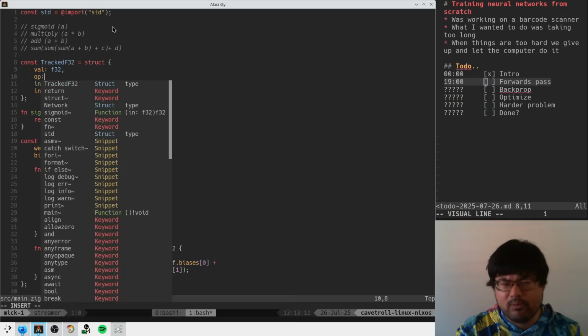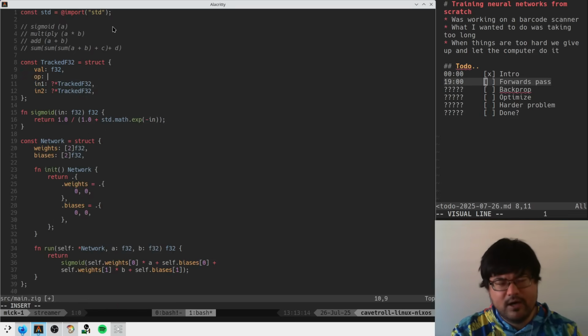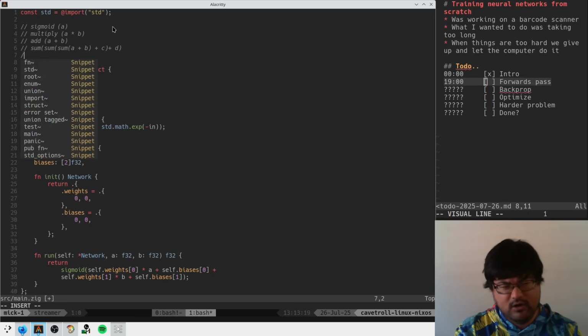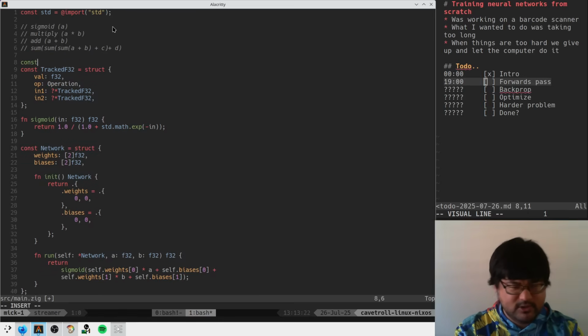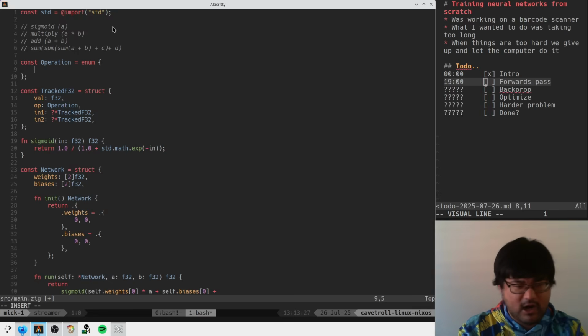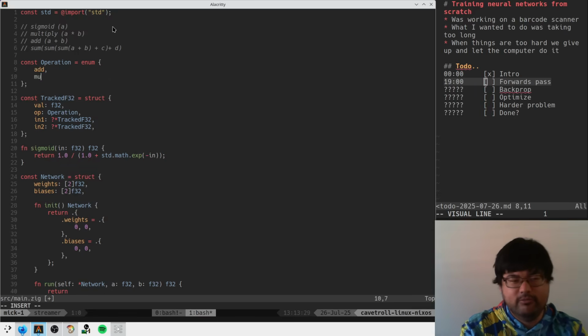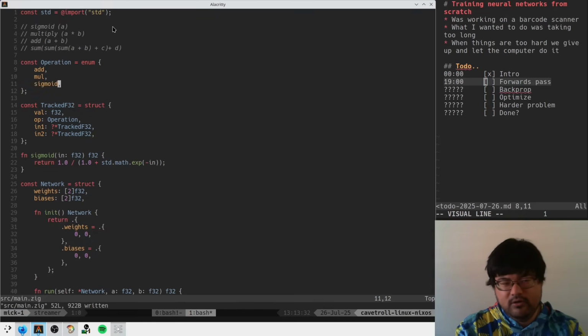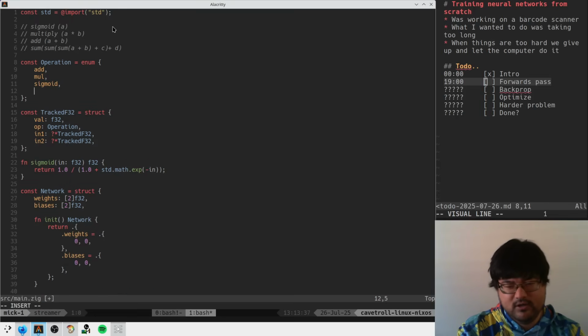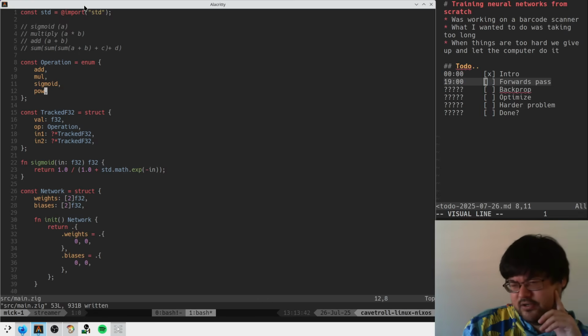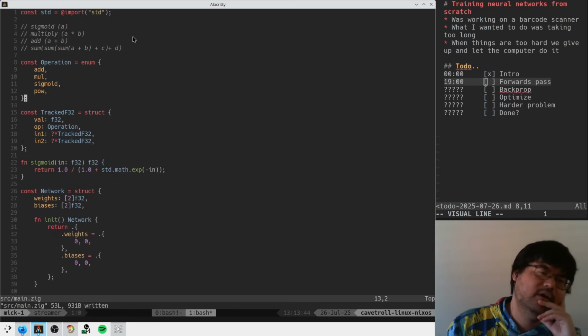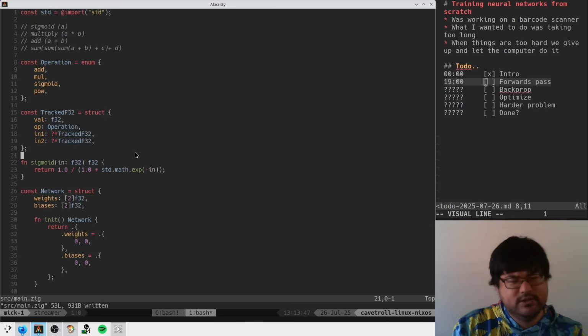And then we need some sort of operation that we apply to this thing. So for now, I think just having an enum of all the operations that we could do seems reasonable. Maybe it's not, but maybe it is. Right now, what are we going to do? We have add, we have mul, we have sigmoid, and then square, like pow as well, I think, to do loss. Something like that.